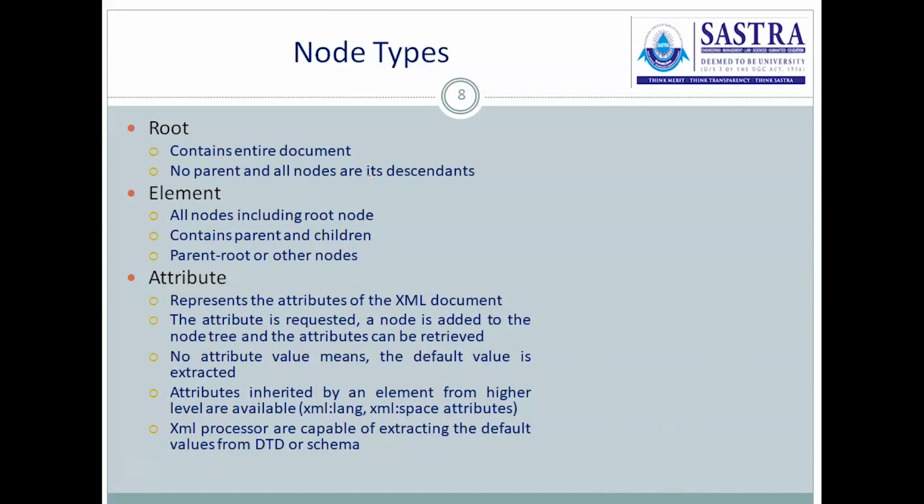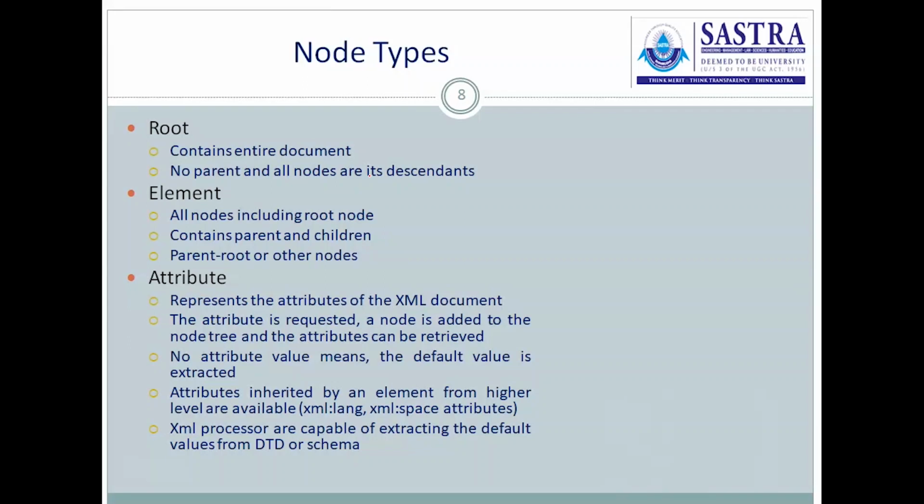This is the first category, the first node type. And the second one is element. All nodes under the root node, right? I mean all the content defined in the next level or any other level is converted into element nodes.